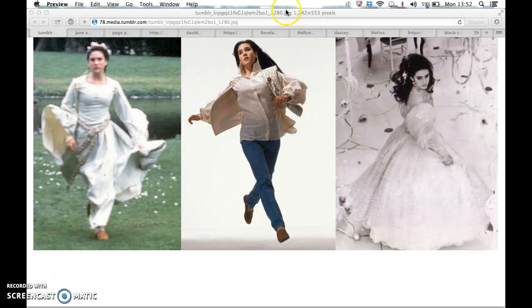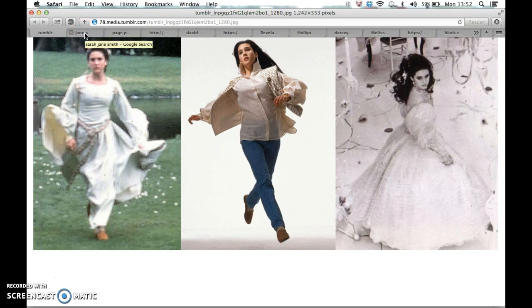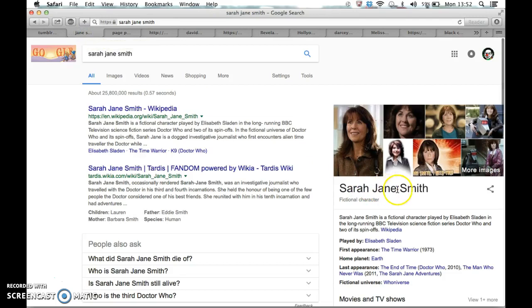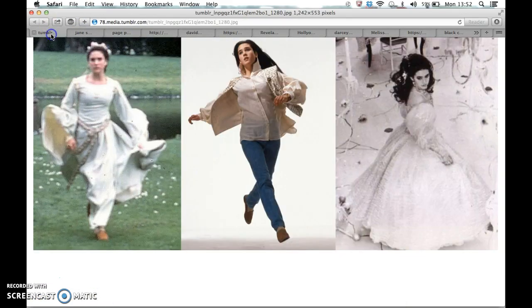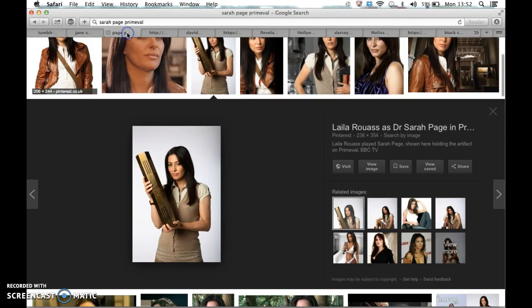That being said, there are other Sarahs in popular culture that also represent the Revelation 12 woman, including Sarah Jane Smith from Doctor Who, and even Sarah Page from Primeval. Notice how all three of these characters seem to have the same hair colour, or at least a similar hair colour.